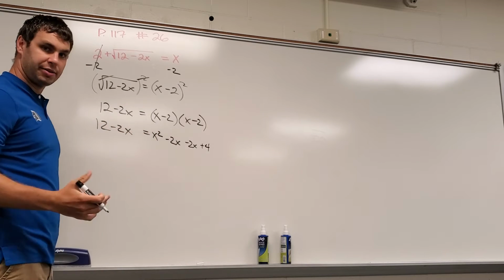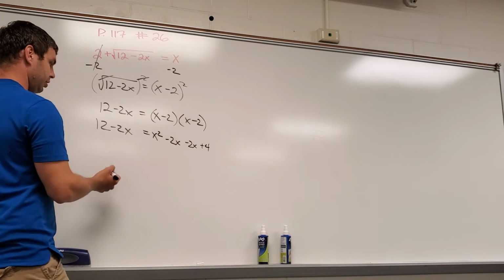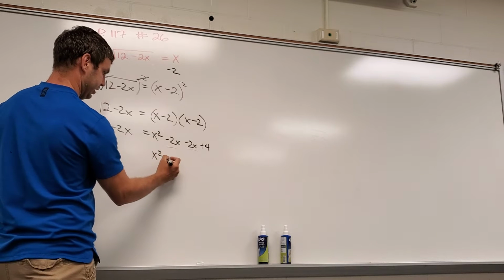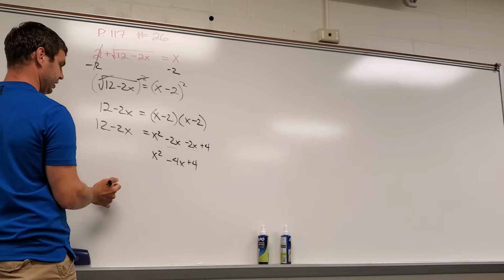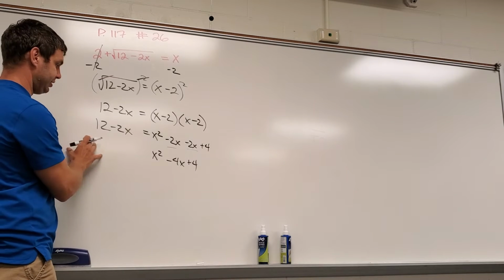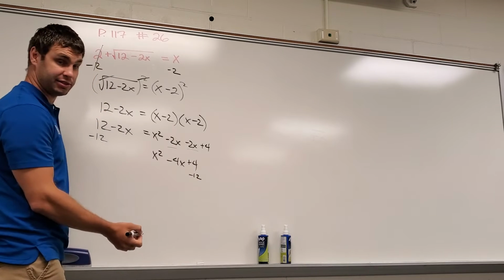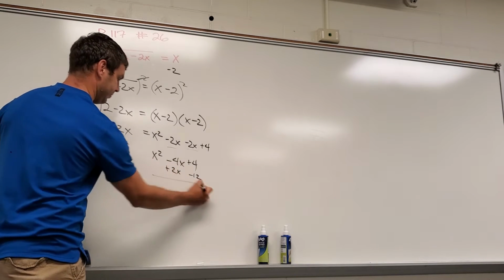All right, then I'm going to set this all equal to 0. I can combine some like terms over here first and get x squared minus 4x plus 4. But then I'm going to move these over to the other side so that it equals 0 on this side. So let's subtract 12 on both sides, from my constant term. And then I'm also going to add 2x on both sides to the x term.